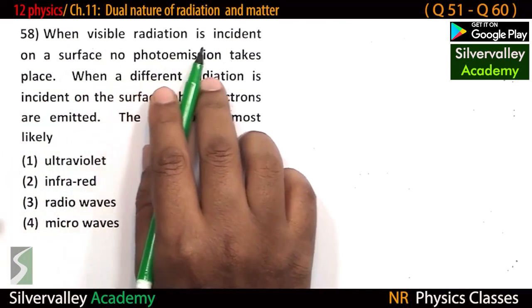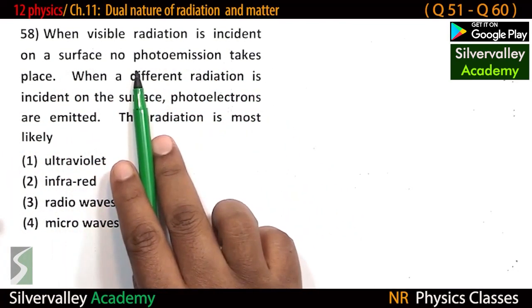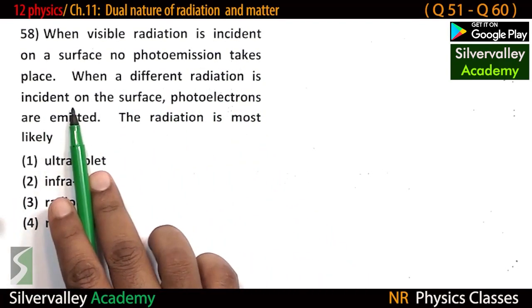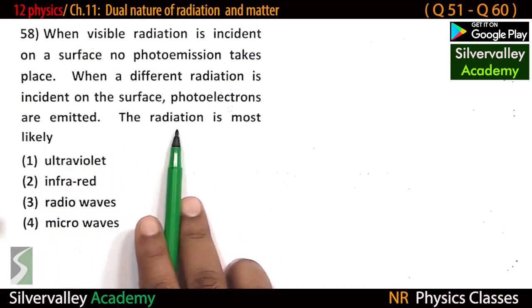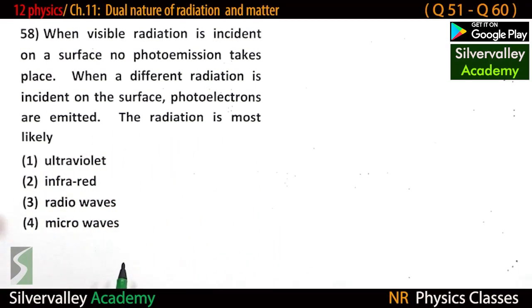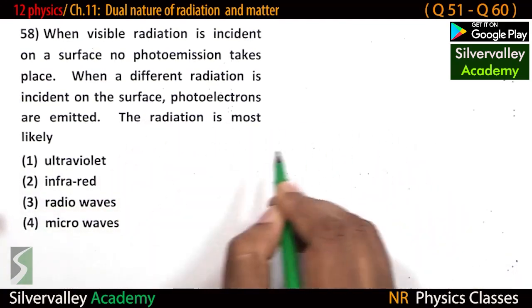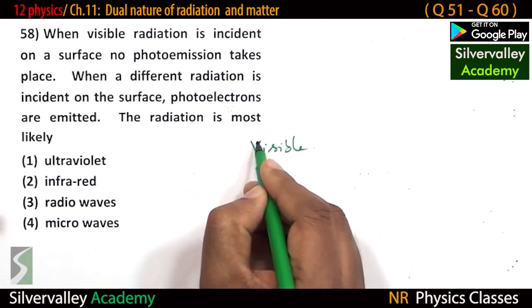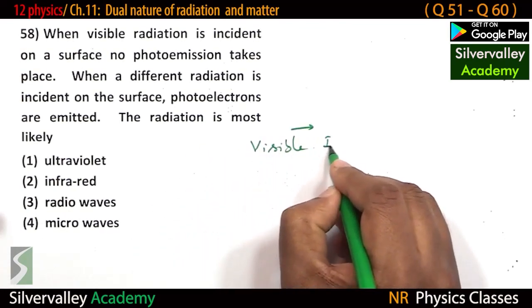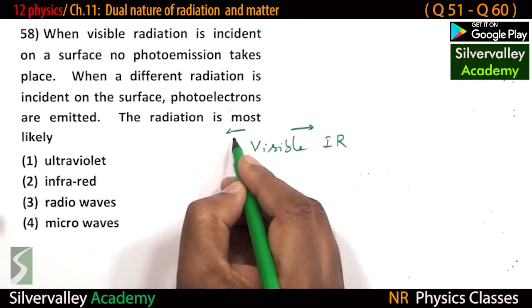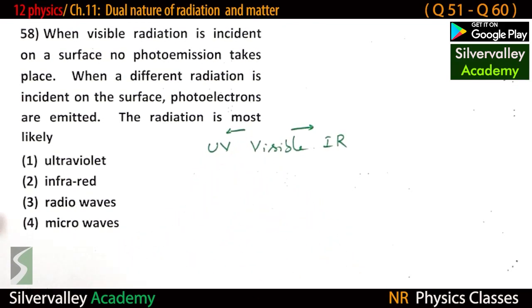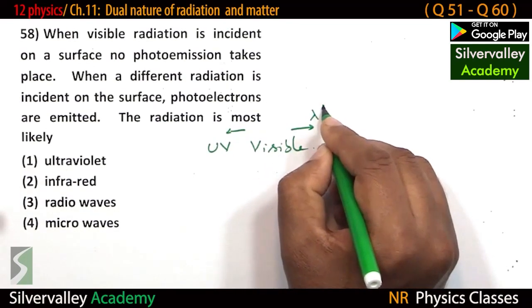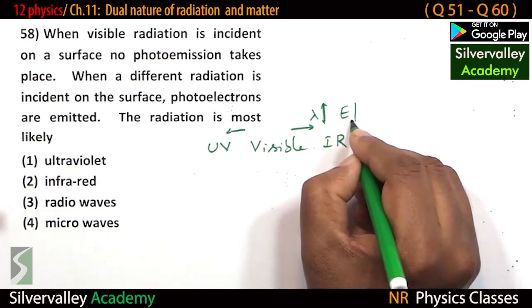When visible radiation is incident on the surface, no photoemission takes place. When a different radiation is incident, photoelectrons are emitted. The radiation is most likely... in the electromagnetic spectrum, visible, wavelength longer than visible is IR, shorter is UV. So in this direction wavelength decreases, in this direction it increases. If wavelength increases, it means energy decreases.